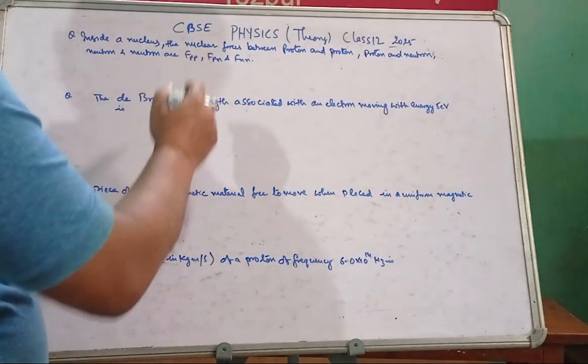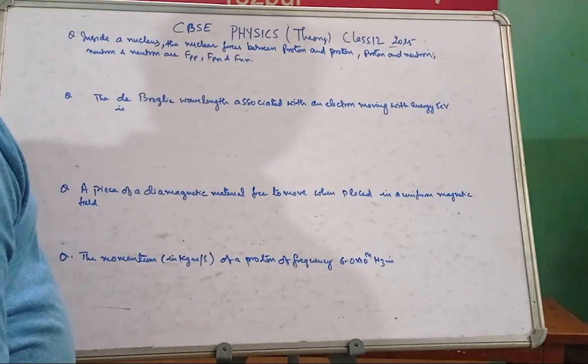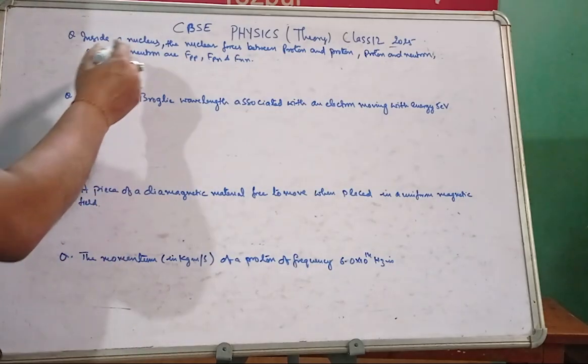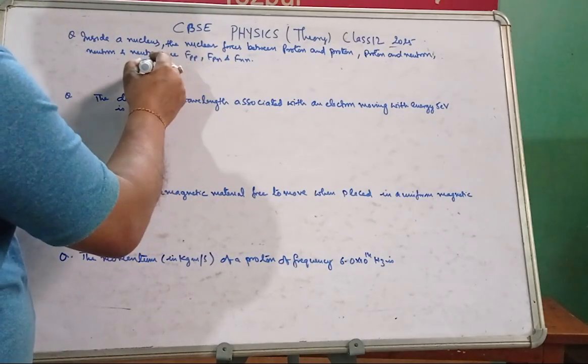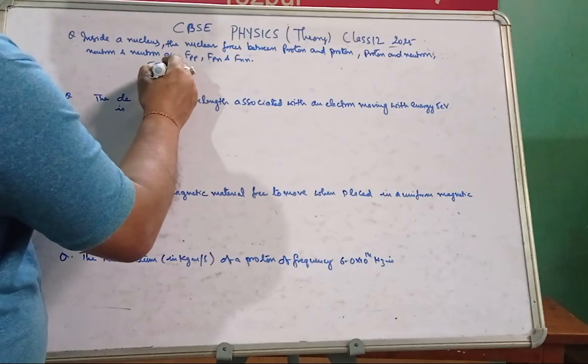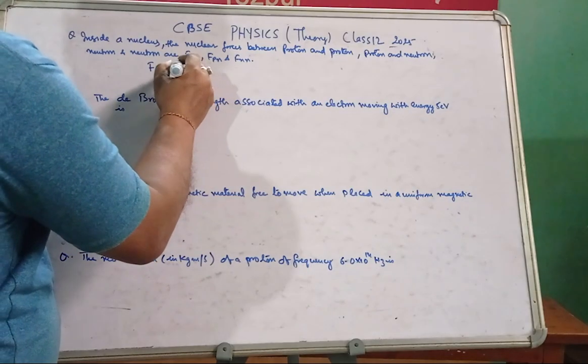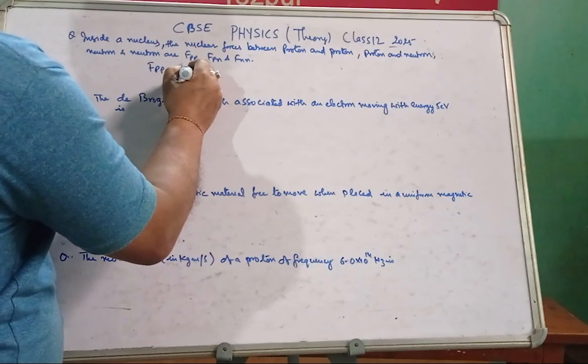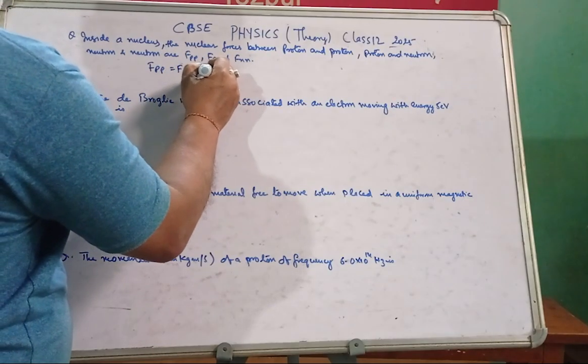Inside a nucleus, the nuclear force between proton and neutron, proton and proton, and neutron and neutron, what is the relation? Inside the nucleus, this nuclear force is the same for all cases. Fpp is equal to Fpn, which is equal to Fnn.